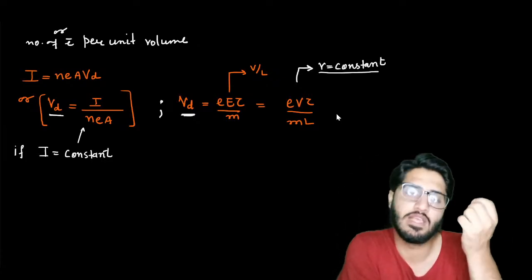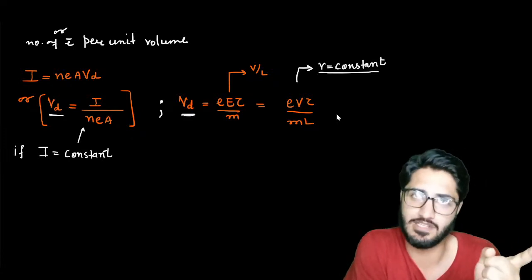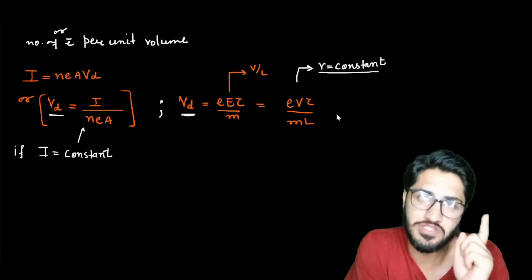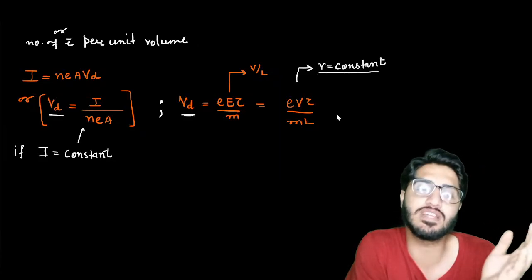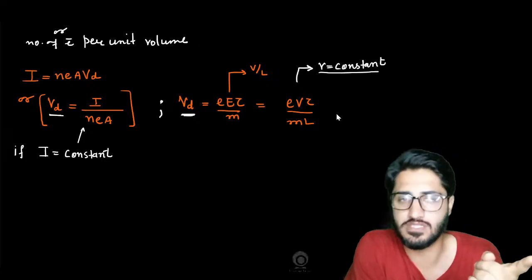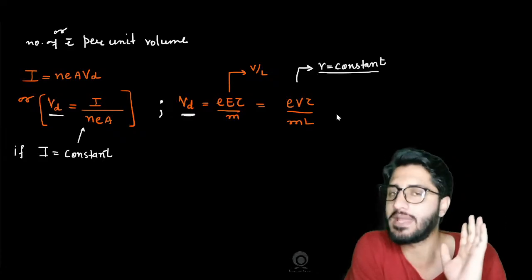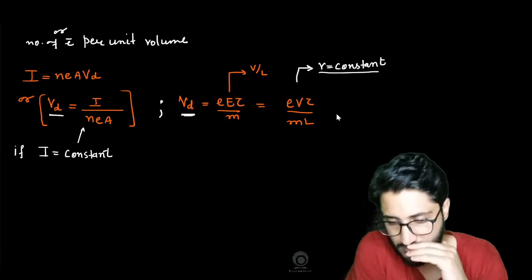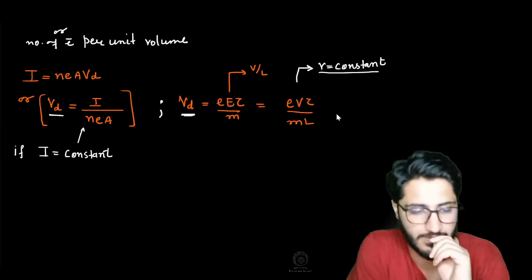Look here. If your current is constant and you need to get your drift velocity, use the equation I divided by NEA. But if your V is constant, don't use I = NEAV_d. You need to write eVτ/mL. Different formulas, different usage.